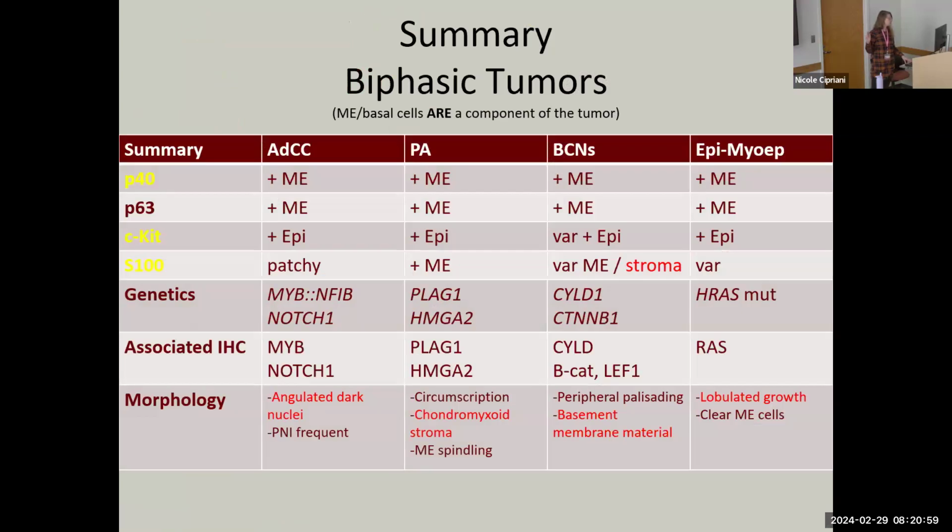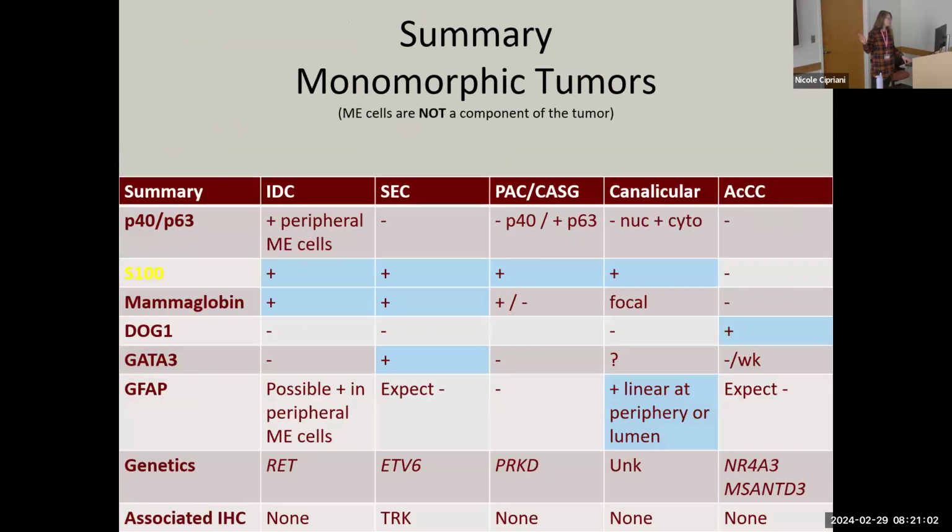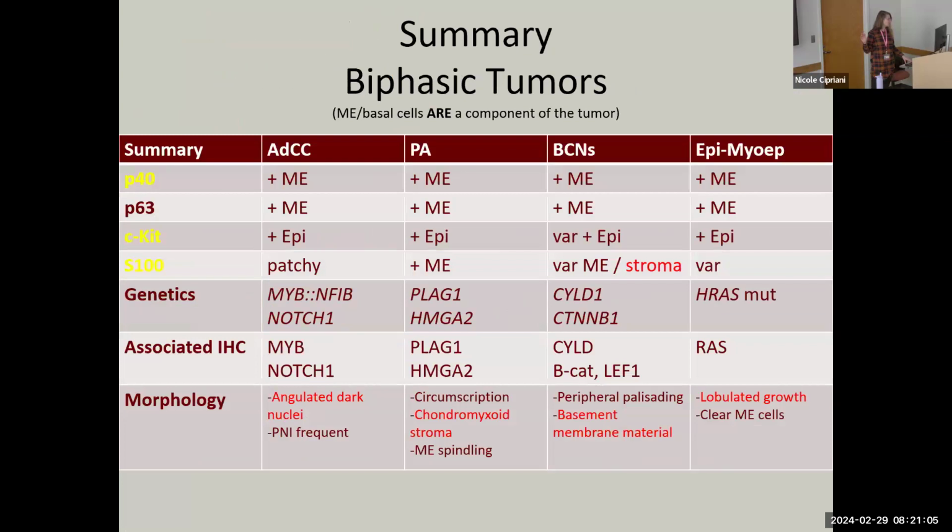Okay. So at the end here, I have a couple summaries of your monomorphic tumors and your biphasic tumors to help us sort these out. As I mentioned, the biphasic tumors that have myoepithelial and basal or epithelial cells in the tumor are epimyoep, pleomorphic adenoma, adenoid cystic, and the basal cell neoplasms, the basal cell adenomas and the basal cell adenocarcinomas, which we already talked about. So you have 2 benign things, PA and BCA, and 3 malignant things: basal cell adenocarcinoma, adenoid cystic, and epimyoep.